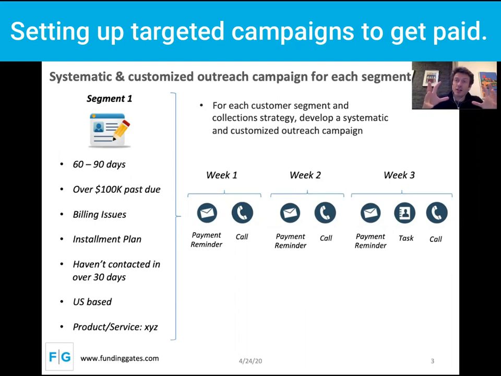So the more targeted this segmentation is, so you're creating filters and segmentations of your customers, the more targeted of an outreach campaign you can create, which consists typically of a payment reminder and a phone call a week, right? And then basically adding additional tasks on top of that, whether it's sending snail mail, faxes, connecting on LinkedIn, sending LinkedIn messages, maybe even in-person visits, right? But you need to create first a segment of customers and then create a targeted outreach campaign for this particular customer segment.